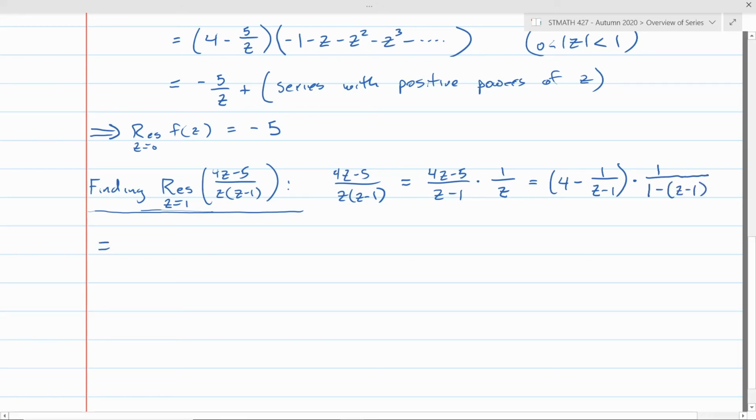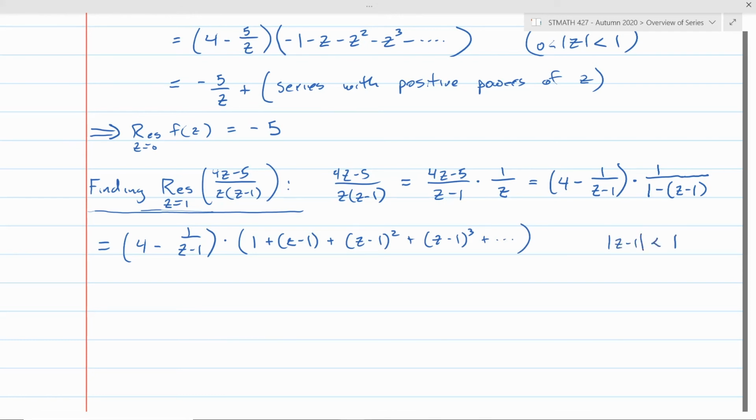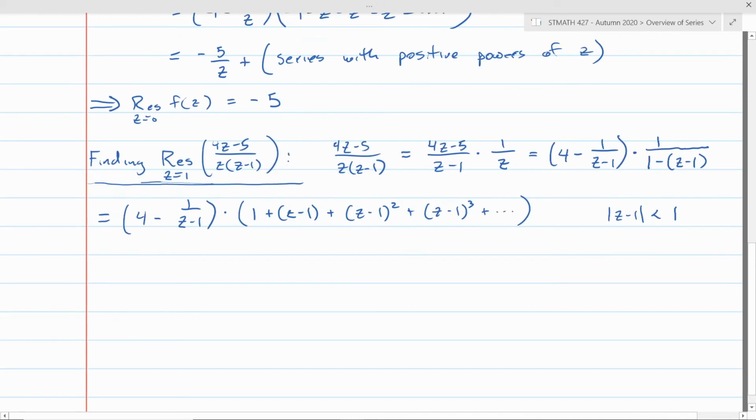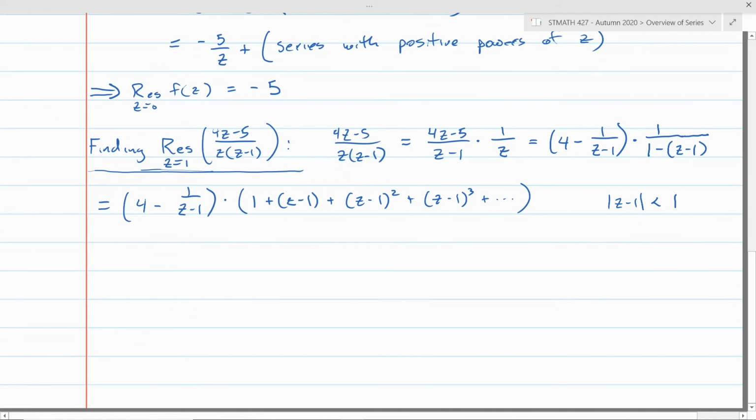And then carrying on over here on the left, this is 4 minus 1 over z minus 1 times, and then that second fraction, I can view that as a geometric series sum, and it would be 1 plus z minus 1 plus z minus 1 squared plus z minus 1 cubed, and so on and so forth. And this is going to work whenever the absolute value of z minus 1 is less than 1. So that just means the open disk of radius 1 centered at 1, it works on that disk. And so then we can get the residue at z equals 1 using this expansion.